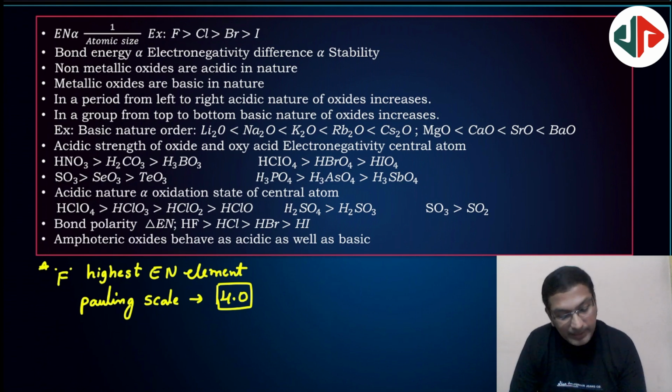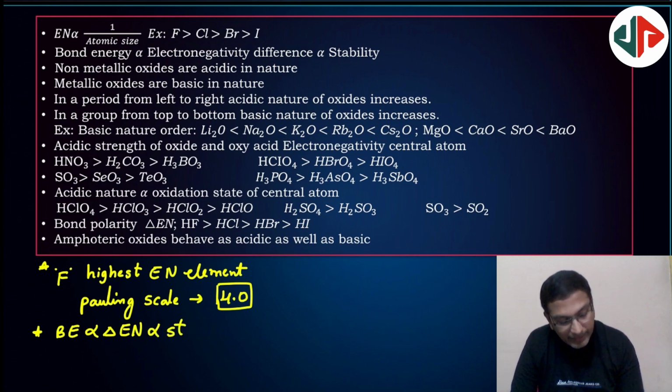Next, one more point. Bond energy is directly proportional to the electronegativity difference between bonded atoms, and that directly depends on stability. Bond energy or bond strength, we can say. Bond energy is directly proportional to the difference of electronegativity between two bonded atoms, which is proportional to stability.